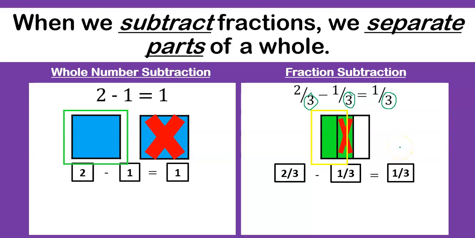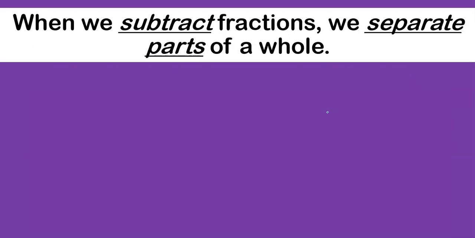So notice, when we add and subtract whole numbers and fractions, we're following the same process. And the key point when we are adding and subtracting fractions is that we always have the same denominator. We cannot add and subtract fractions unless the number on the bottom is the same.